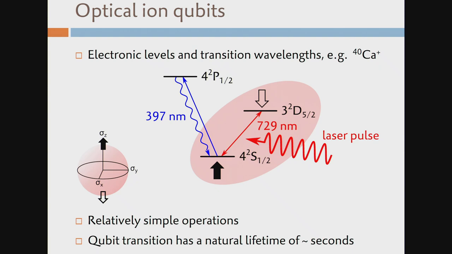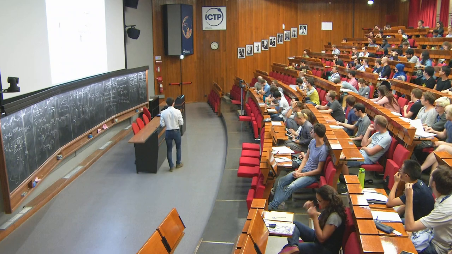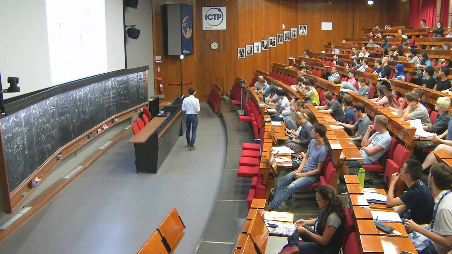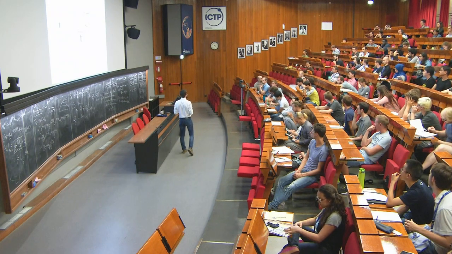And then your two relevant states, we can call them one or zero, or spin up and spin down, are these different electronic states of the valence electron of the ion, and you can manipulate them using laser pulses. Does this make sense so far?